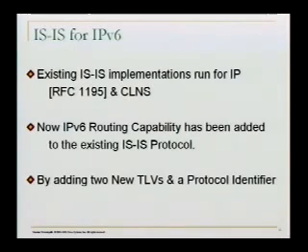The existing ISIS implementations run IP, using RFC 1195 and CLNS. Now we have this IPv6 routing capability that has been added to the existing ISIS protocol. When this was introduced for IPv6, new TLVs were added, and also a new identifier was added to say I'm the IPv6 protocol identifier, to differentiate from CLNS or IPv4.